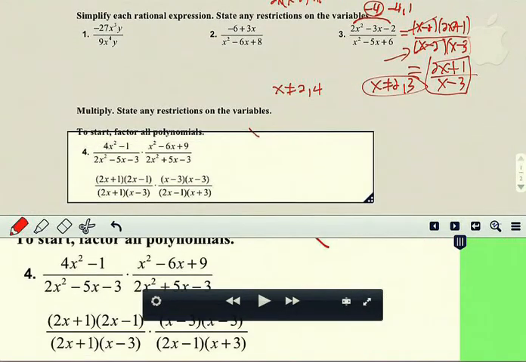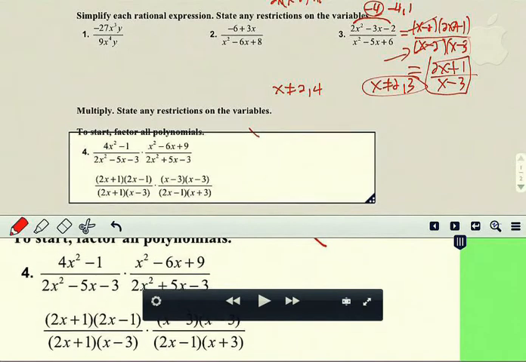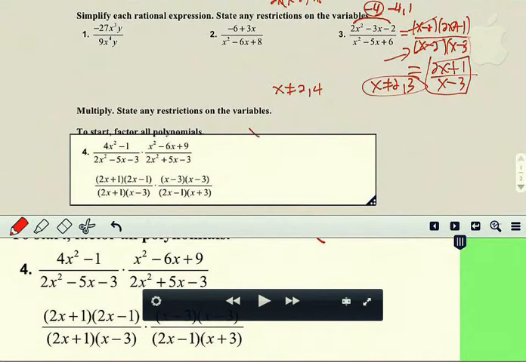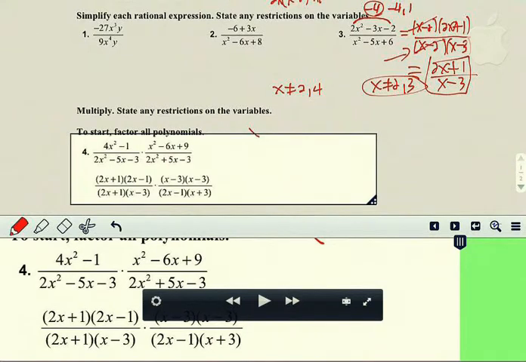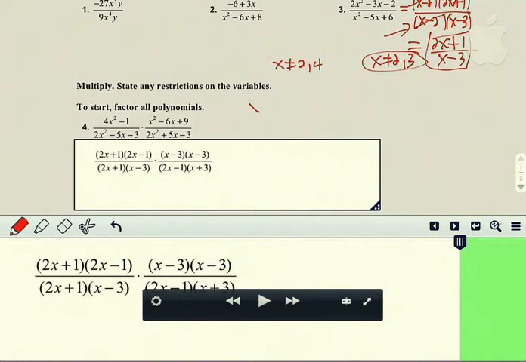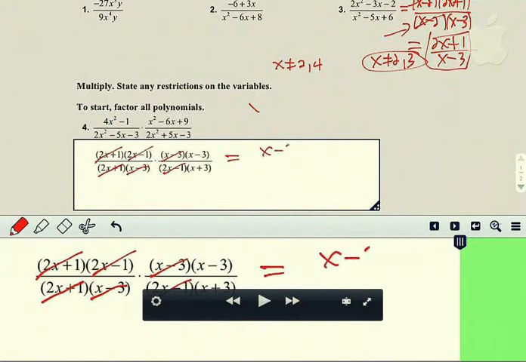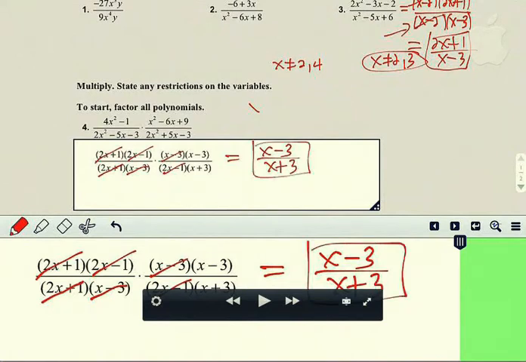Now let's go down to number 4. Very nice of them. They already started it for us. The top and the bottoms of both fractions are already factored out. So let's see what we can cancel. 2x plus 1's cancel. The x minus 3's cancel. The 2x minus 1's cancel. And so we get x minus 3 over x plus 3. And for the restrictions, we have to look at all these. X cannot equal minus a half, 3, a half, or minus 3.